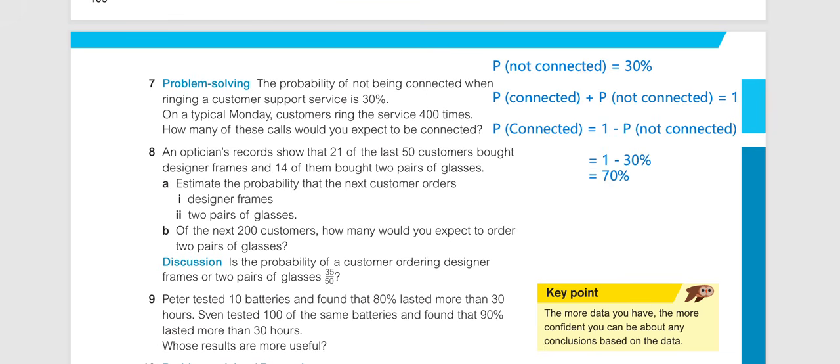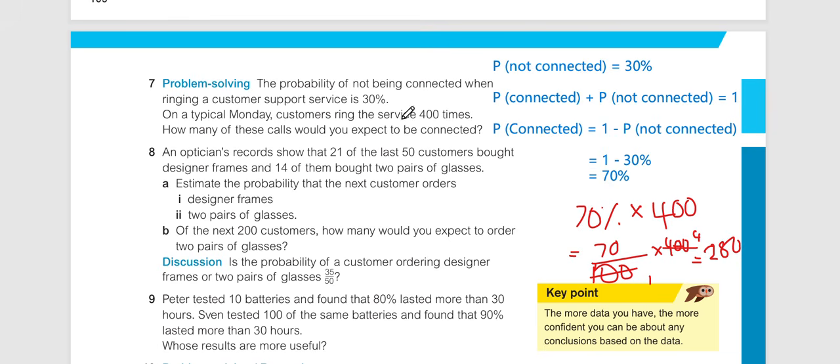So to do it, you can just take it like this. 70% multiplied by 400. What is the answer going to be? 70% means 70 divided by 100. Zeros are getting cut, altogether we cut the whole thing and put 4, no? Right? So what's the answer? 280. So we expect 280 calls to be connected if 400 calls were made.